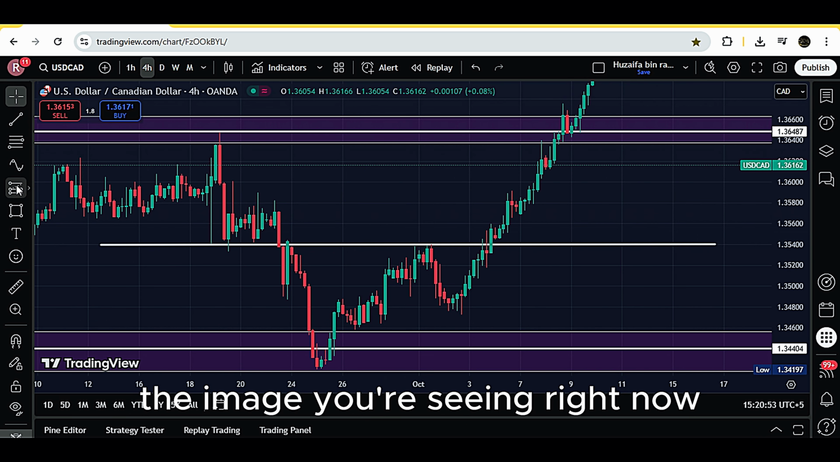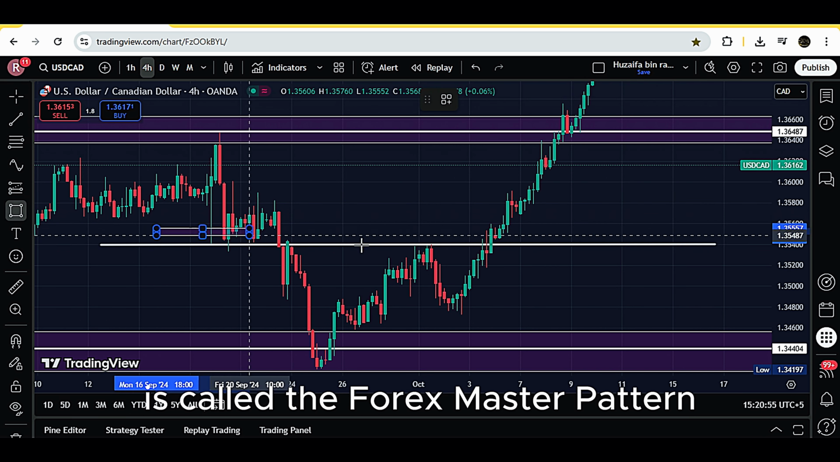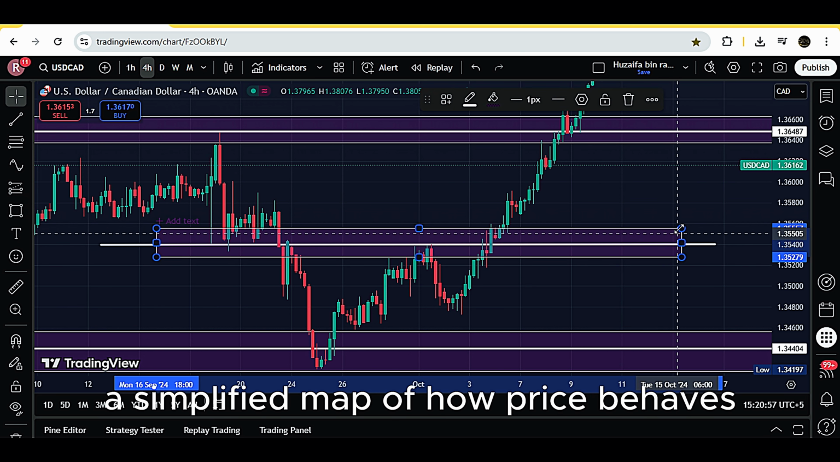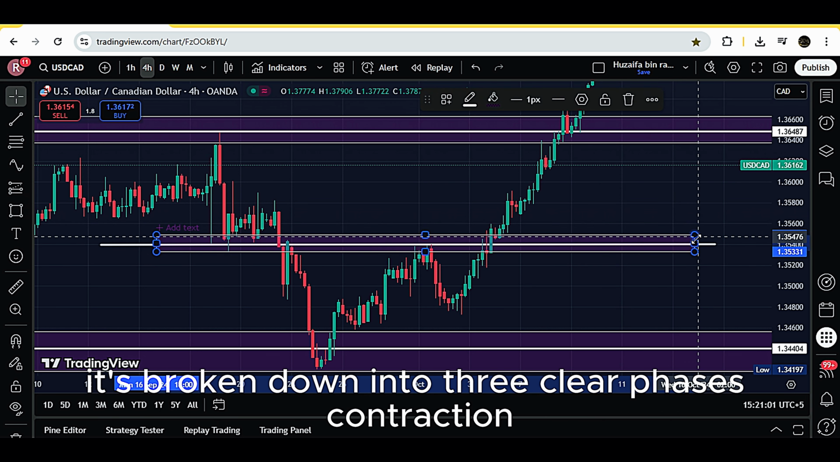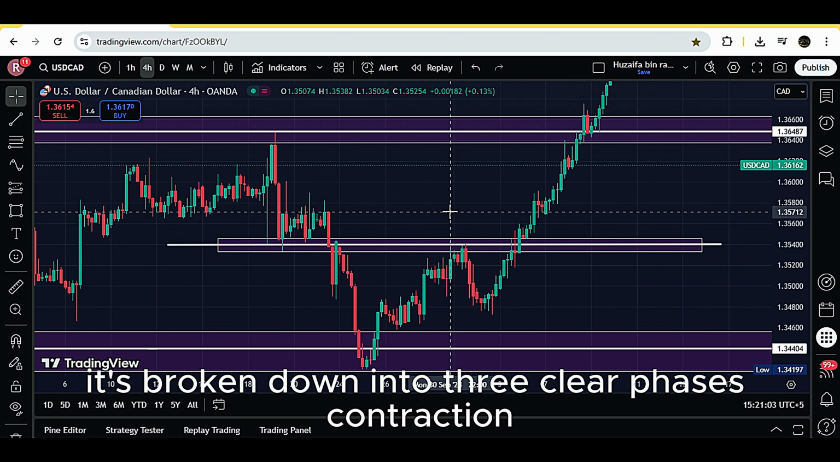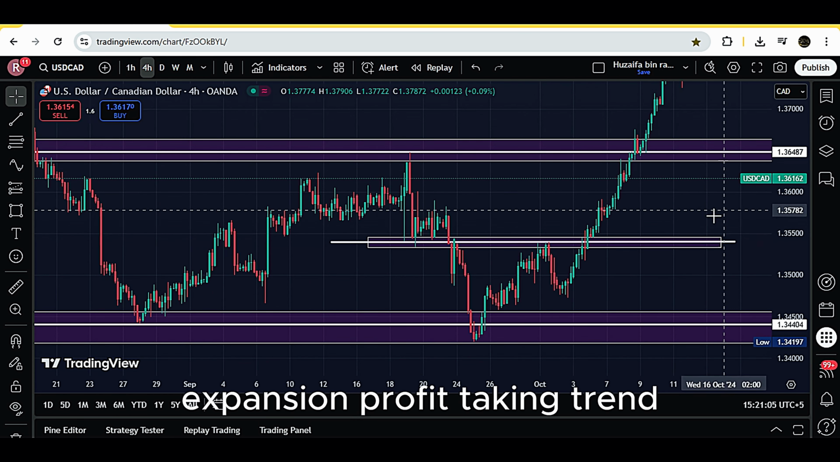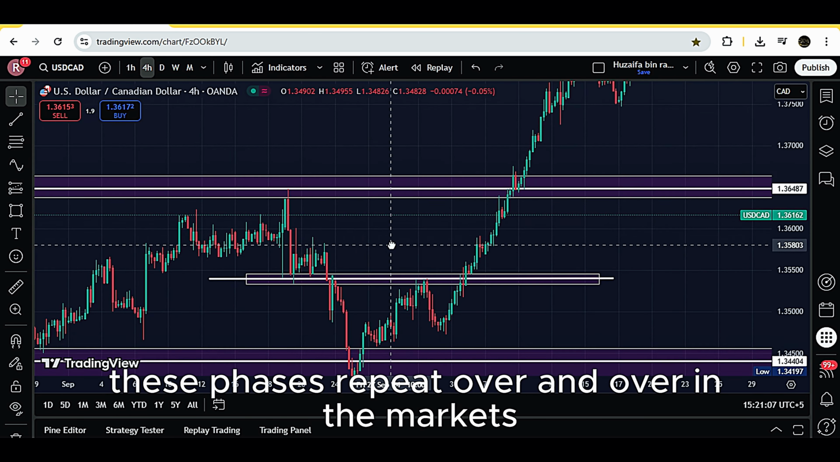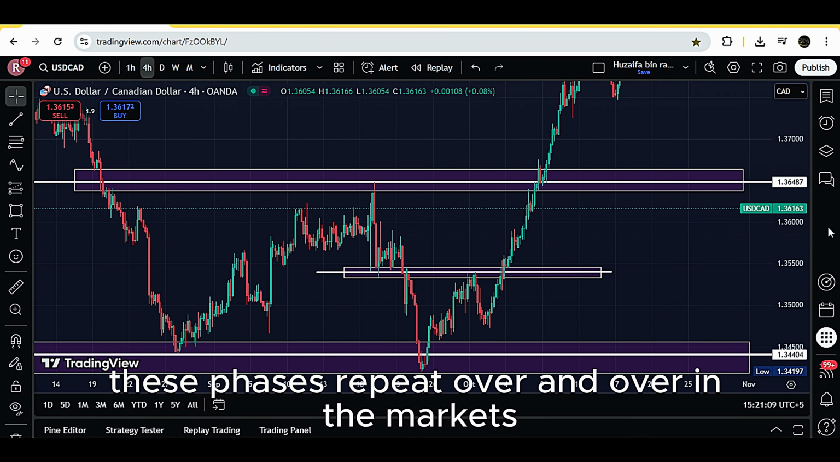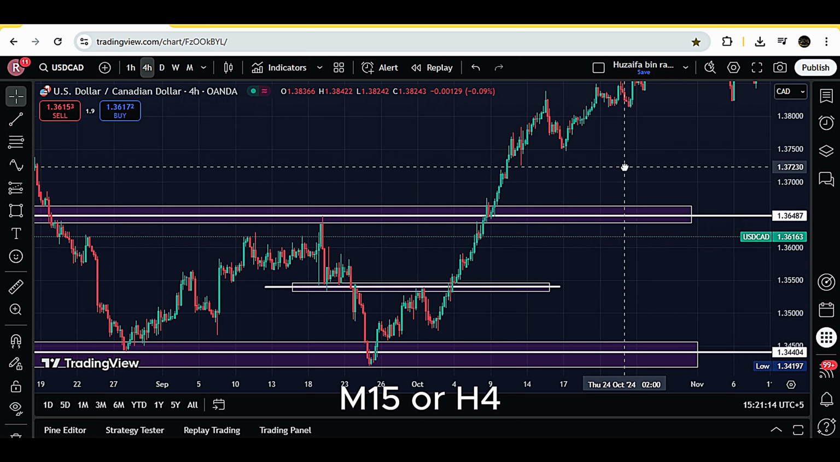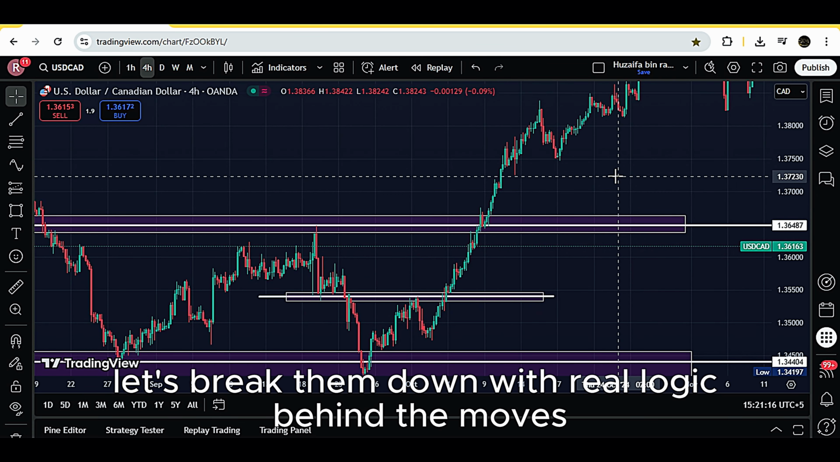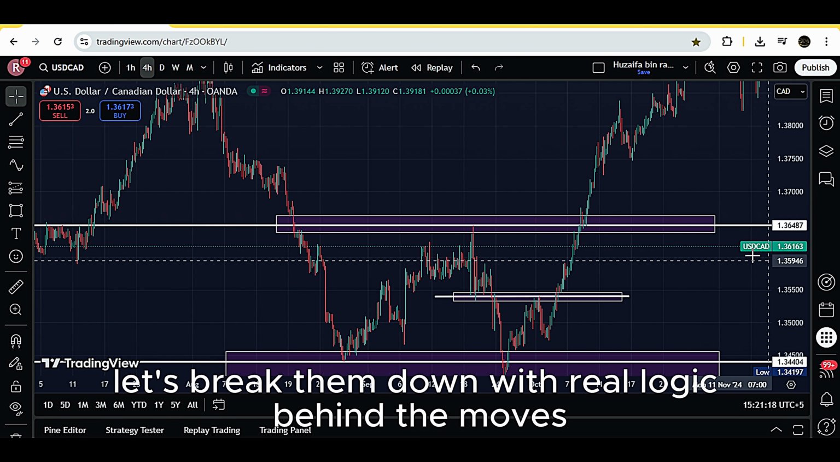The image you're seeing right now is called the Forex Master Pattern, a simplified map of how price behaves in all time frames. It's broken down into three clear phases: contraction, expansion, profit-taking, trend. These phases repeat over and over in the markets, whether it's EUR/USD or gold, M15 or H4. Let's break them down, with real logic behind the moves.